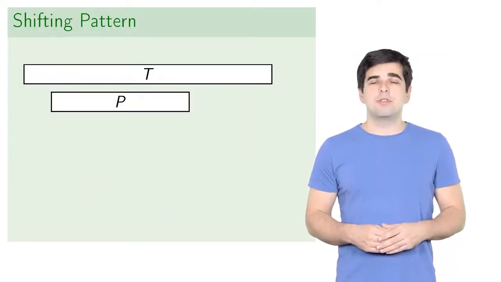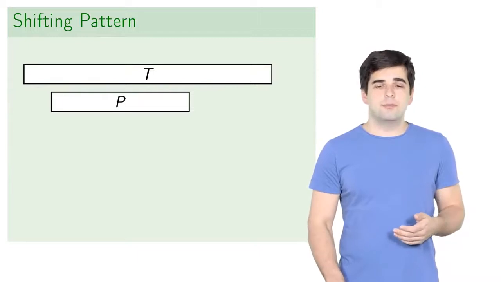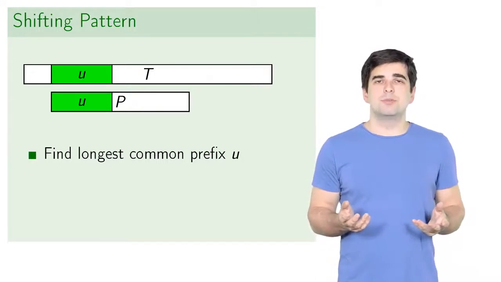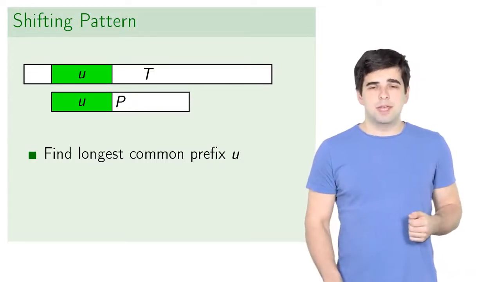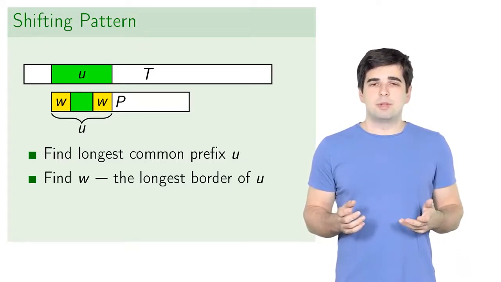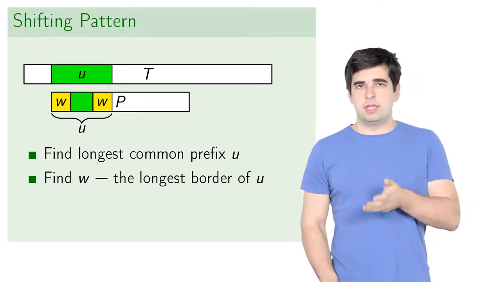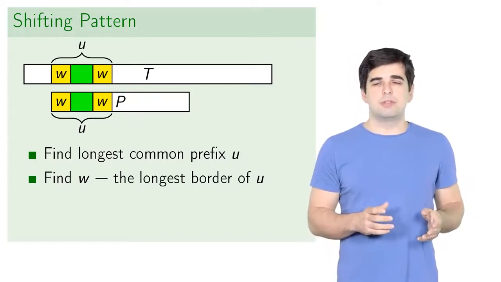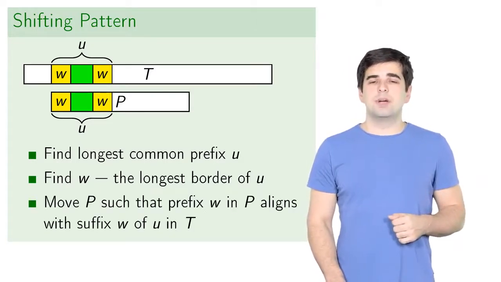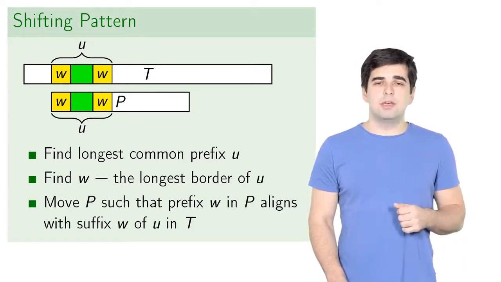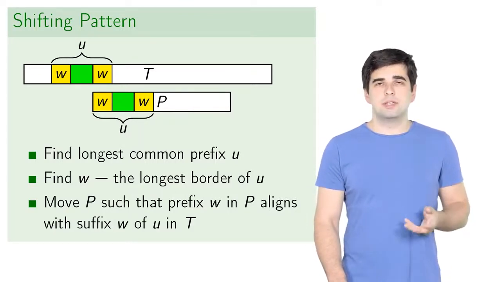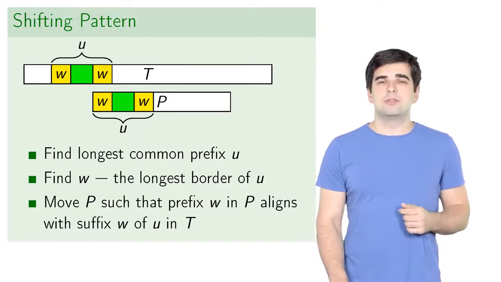Now let's consider shifting of the pattern along the text in the general situation. The first thing we do is find the longest common prefix of the pattern with the suffix of the text to which we've just aligned our pattern. Then we find W, the longest border of U, so that there is a W in the beginning of U and there is one in the end of U. And we also mark both W's in the text T. Now I suggest to move pattern P to the right in such a way that the first W in P coincides with the second W in T. And that is the way I suggest to skip some of the positions where we don't need to align the pattern with the text.